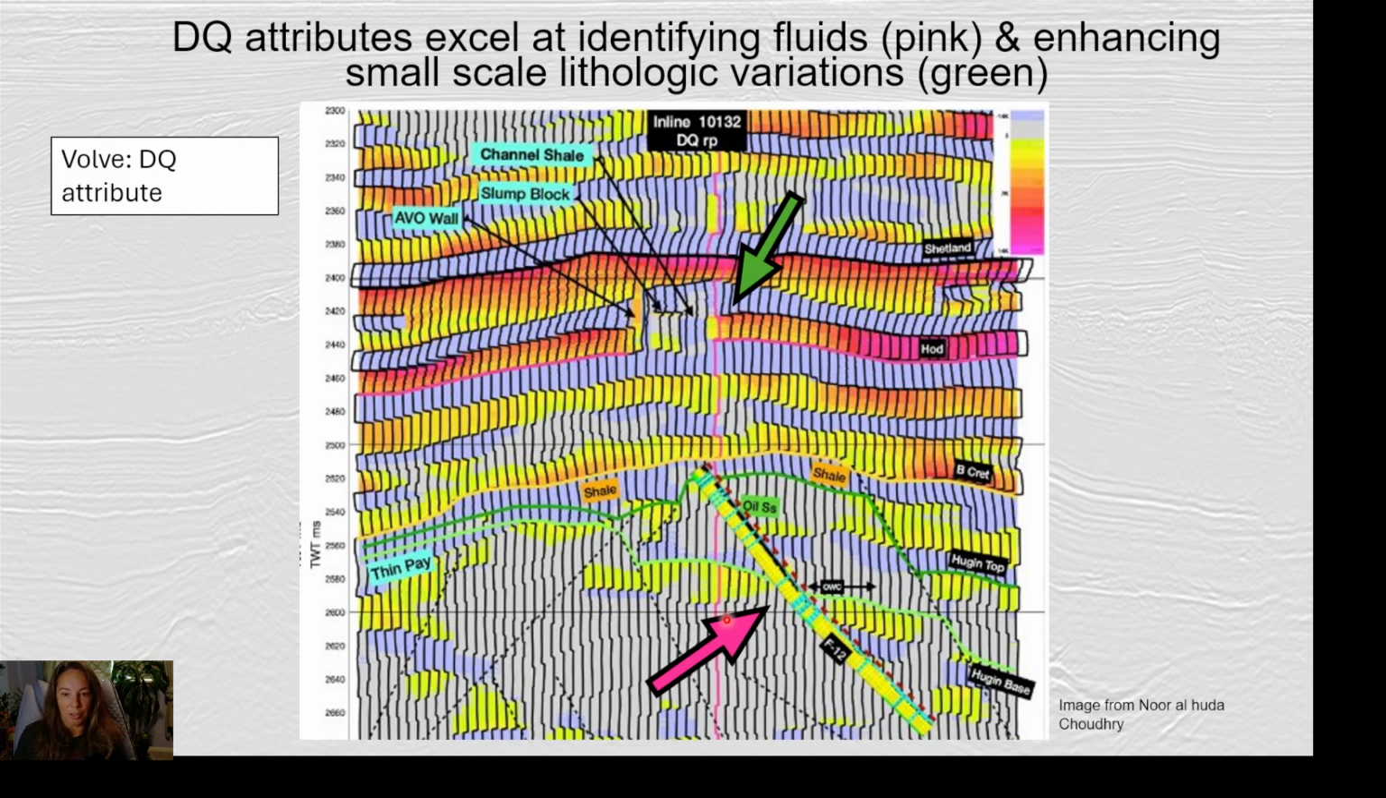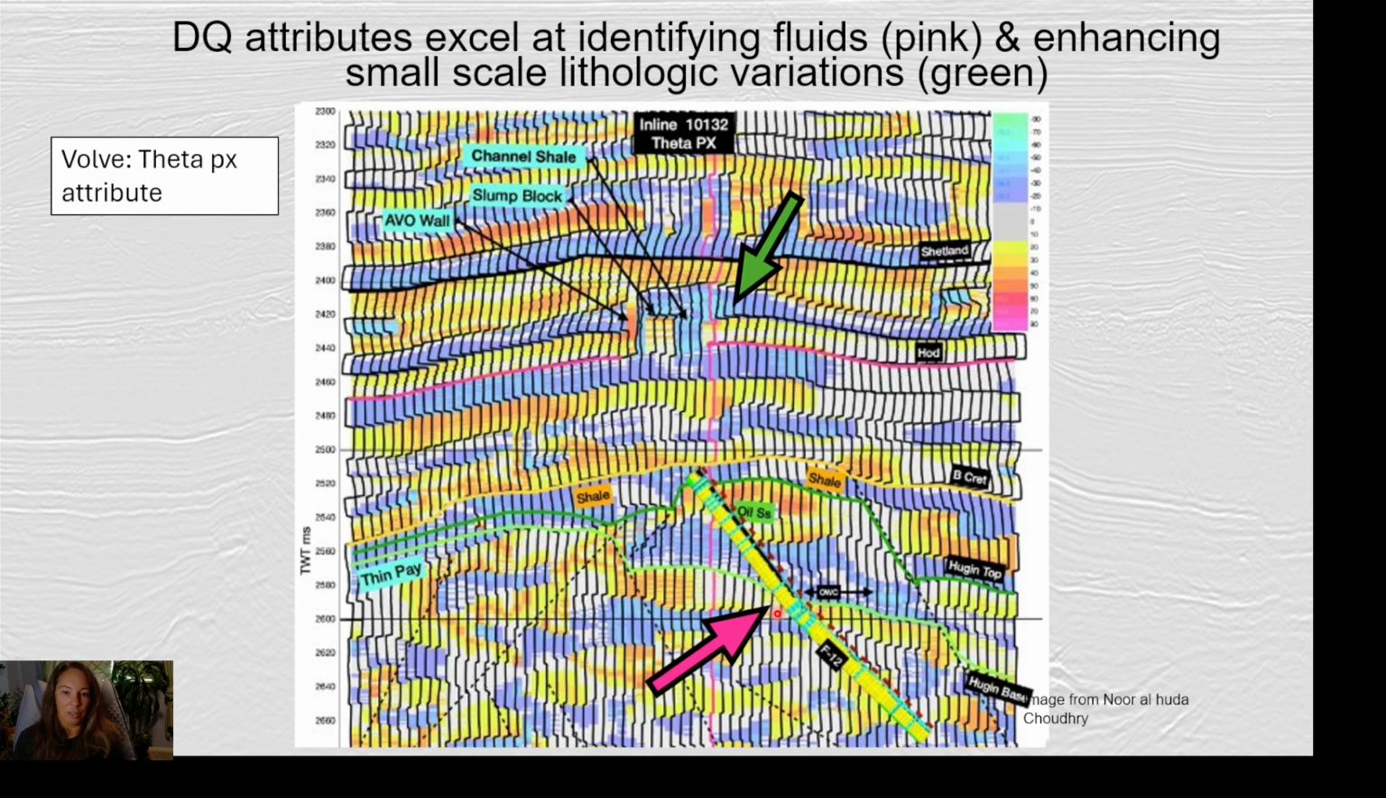It's also been good for identifying some AVO or fluid contacts. So in this case, the oil-water contact, which is verified using a well. And what's great about this is you don't actually have to have the well data to run the DQ attributes. It just works on seismic, so the nears and the fars. And so here's another, the theta px, which is a transformation, just showing another DQ attribute.